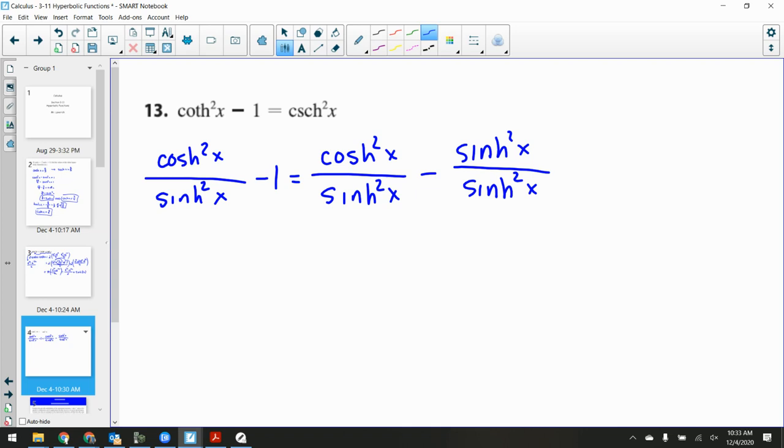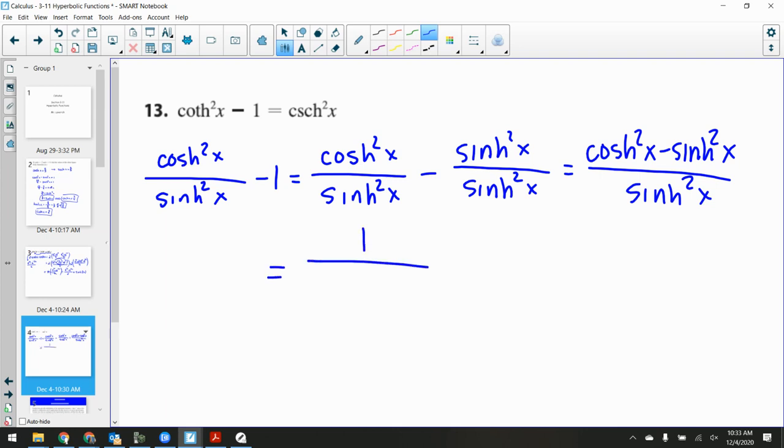Okay, so that means, oh my gosh, this is so much easier. What was I doing? Right? And then what's cosine squared minus sine squared? 1. Why did I do all that work?